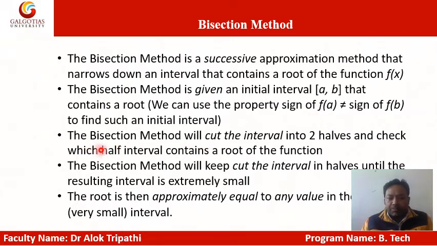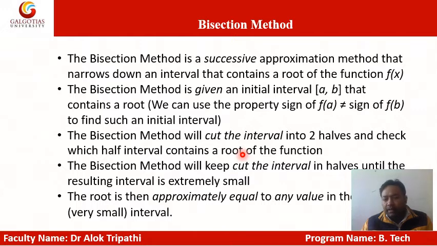So what will the bisection method do? It will cut the interval into two halves and check which half interval contains a root of the function. Suppose we have an equation f(x) = 0, and we have found that the root of this equation lies in the interval 0 to 2. When we apply the bisection method, it will cut the interval into two halves. It means we have two intervals now: the first interval 0 to 1, and another interval 1 to 2.